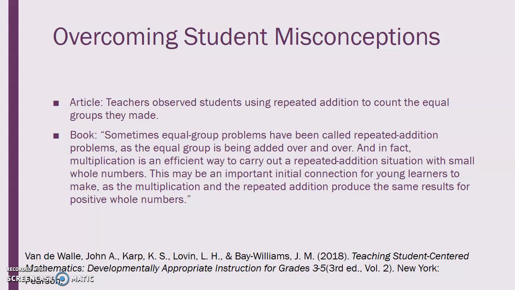In the article, teachers weren't sure if students were understanding multiplication fully because students were using repeated addition to add their equal groups, and some students were making drawings of rows of cans, but they weren't showing if they understood the rows as equal groups.